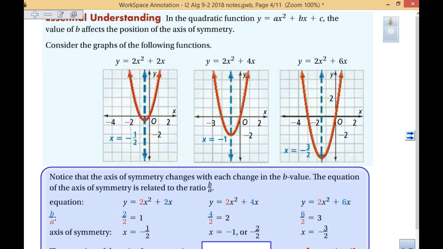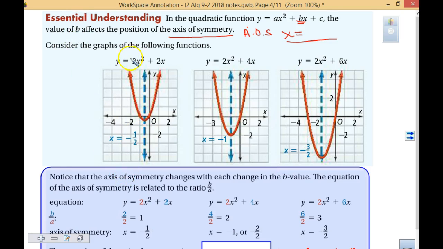As you take a look, our essential understanding says that in the quadratic function ax squared plus bx plus c, the b affects the position of the axis of symmetry. So that b affects the axis of symmetry, which means it affects the x-coordinate. When we think of our axis of symmetry, remember we said it is always going to be x equals, and it's going to give us this equation. So that b is always going to affect it.